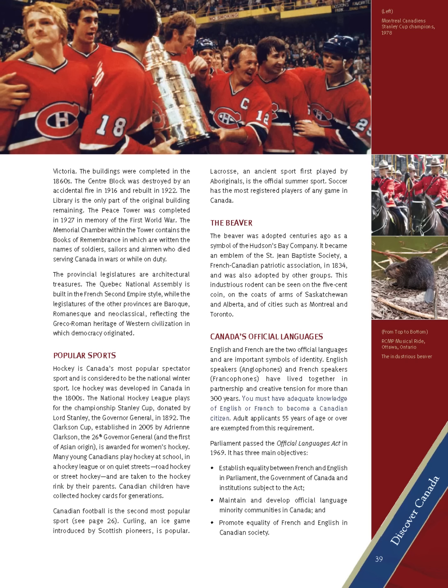Parliament passed the Official Languages Act in 1969. It has 3 main objectives: establish equality between French and English in Parliament, the Government of Canada, and institutions subject to the Act; maintain and develop official language minority communities in Canada; and promote equality of French and English in Canadian society.